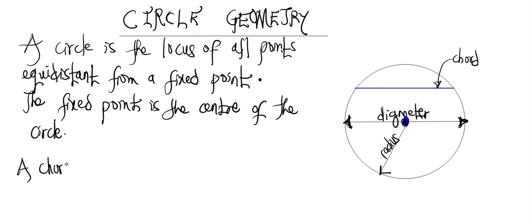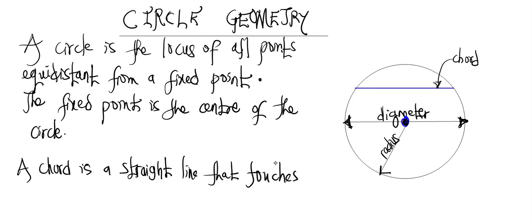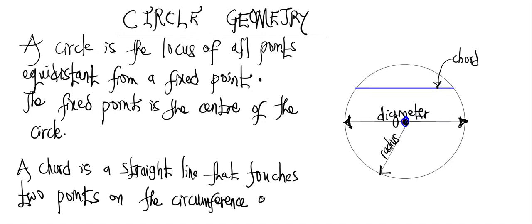So a chord is a straight line that touches 2 points on the circumference of the circle. So that's the definition of a chord.